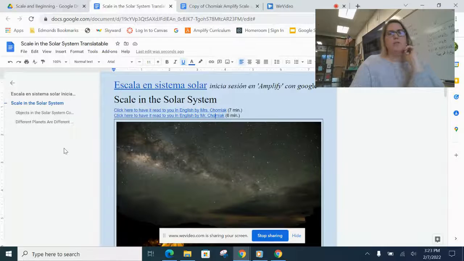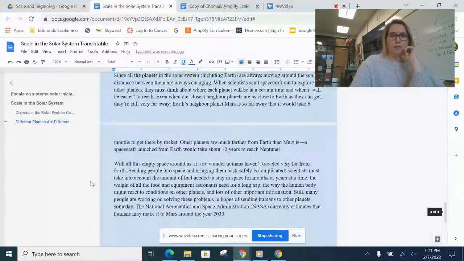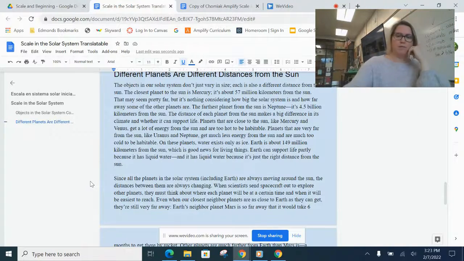We're going to do the scale in the solar system. And the first thing you have to read is the article. So you get the article on Canvas. You're going to go to scale in the solar system. You can see it's kind of a long article. It's 8 paragraphs.